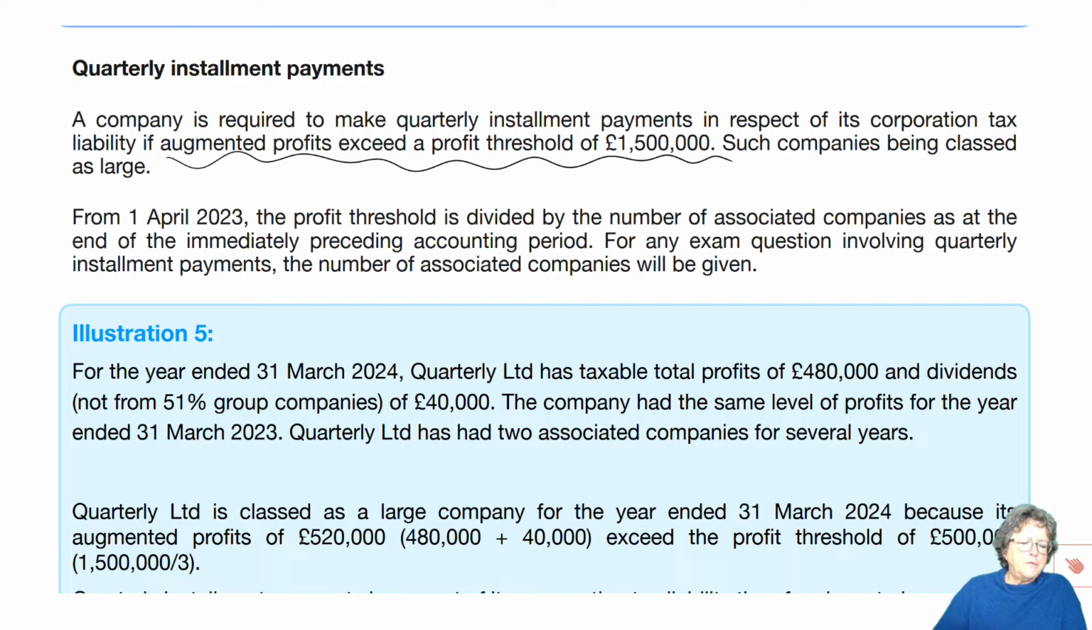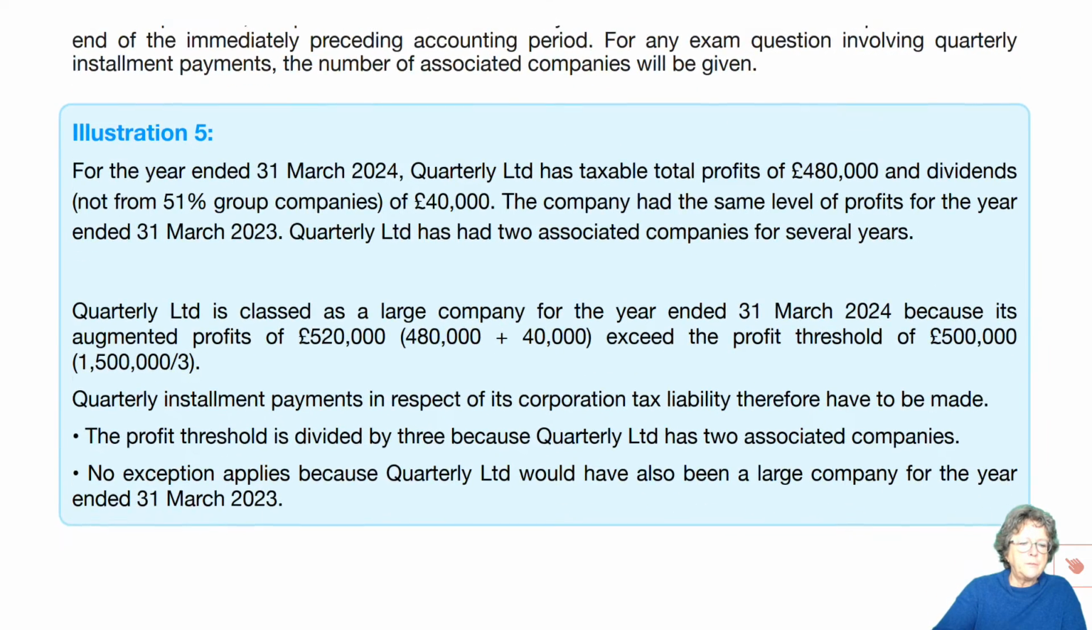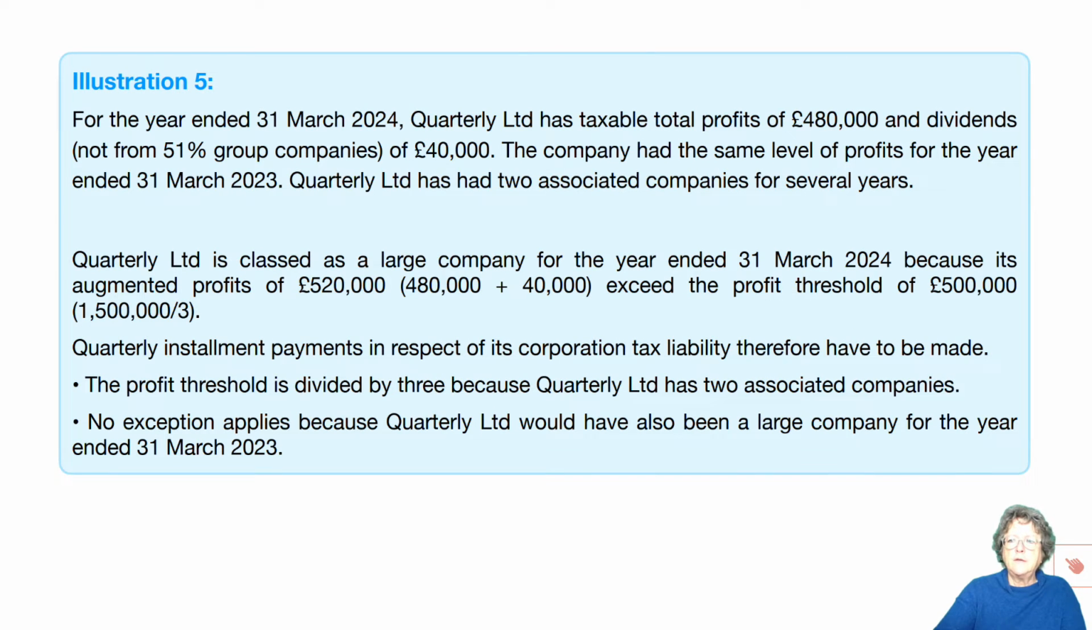So from the 1st of April 2023, the profit threshold is divided by the number of associated companies as at the end of the immediately preceding accounting period. For any exam question involving quarterly payments, the number of associated companies will be given to you. So that's the rule. This gets a little bit complicated. Students find this a little bit difficult to deal with, so you may need to watch this little section several times. I have an illustration here of how it works.